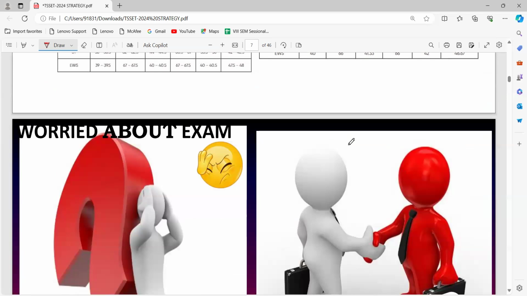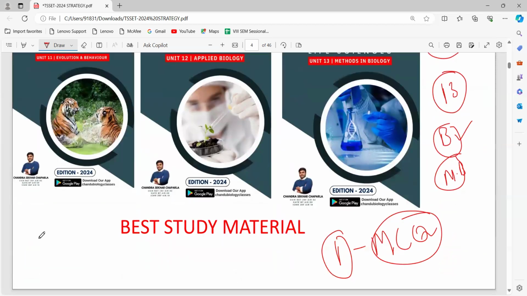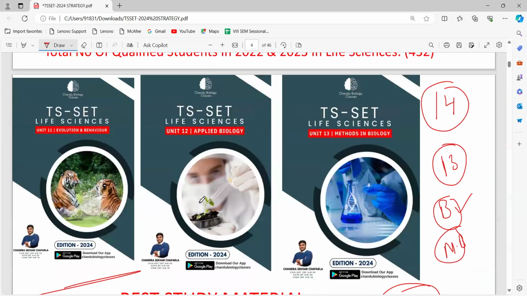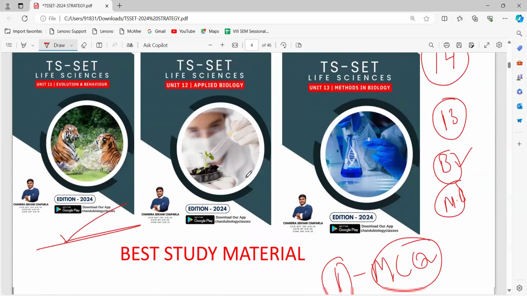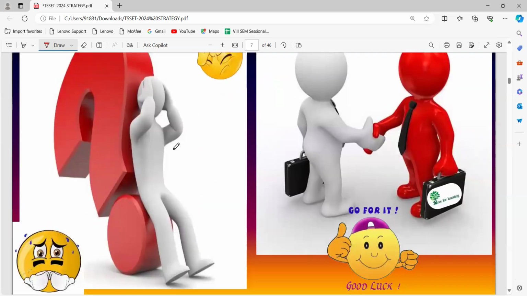All right. Now, the most important thing: if you want to crack the exam, friends, two things are very important. First, the most important thing is well-written study material. The study material which exactly helps us with exam orientation, that specific study material only you require. And apart from the study material, the most important thing we require is strategy.